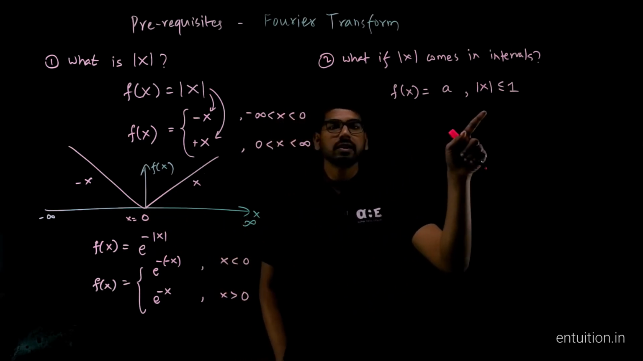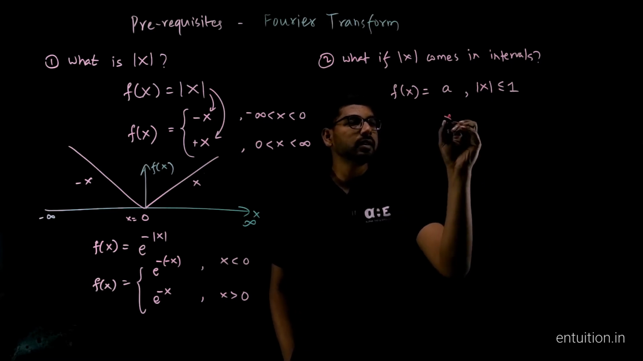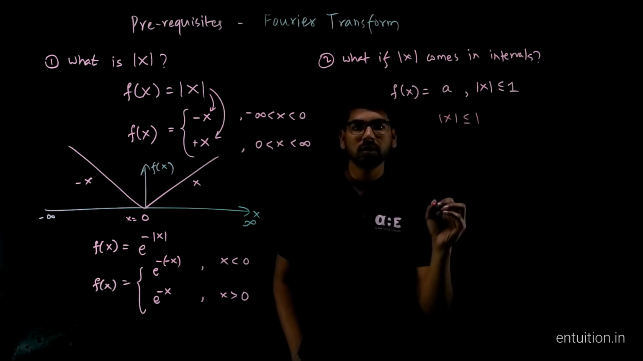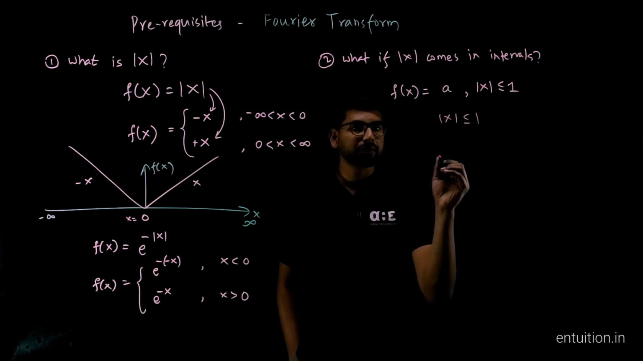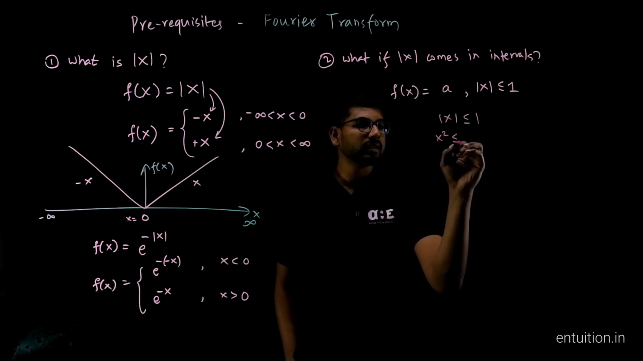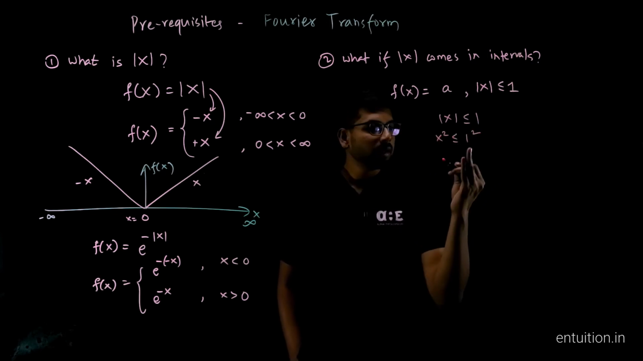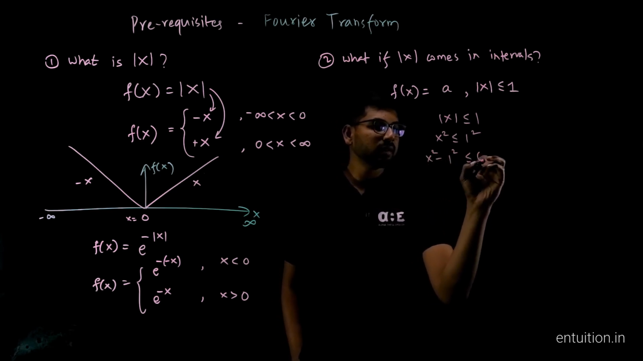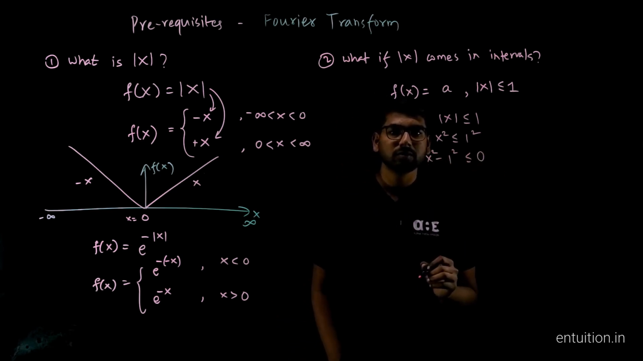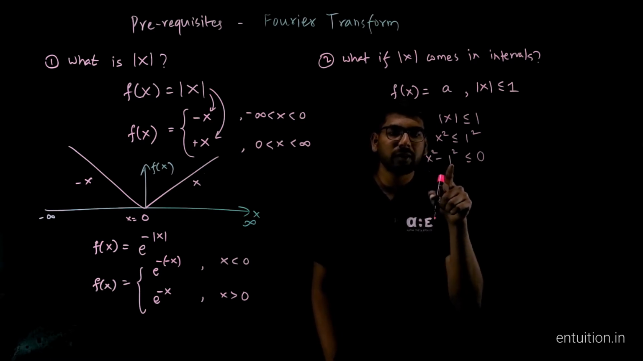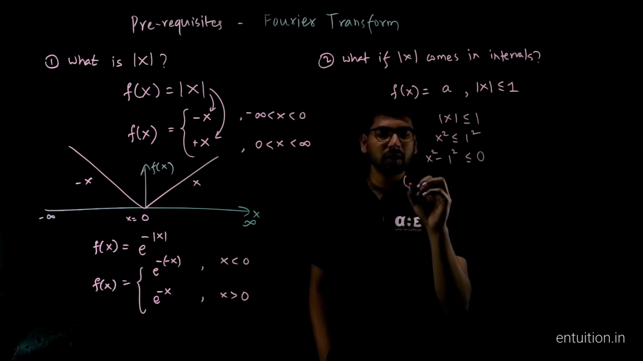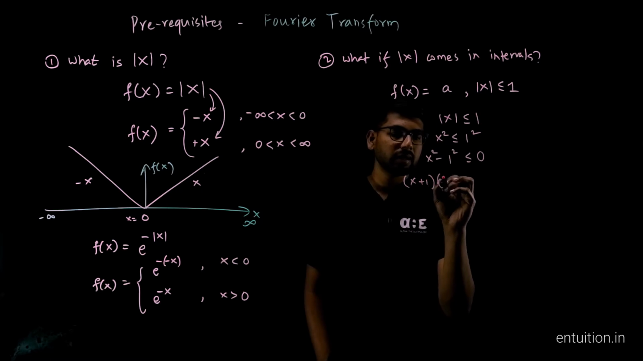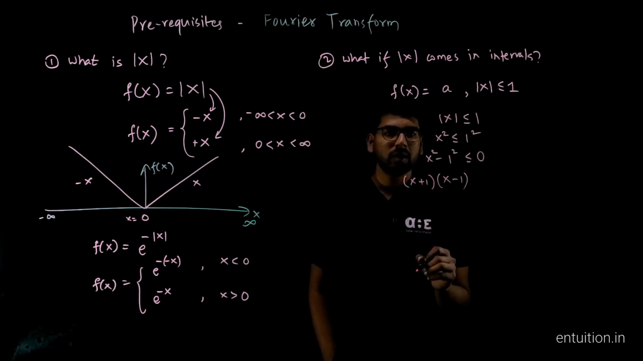The first thing we need to do is take this, mod x is less than or equal to 1, and square both sides. So x square is less than or equal to 1 square. Bring the 1 square to this side: x square minus 1 square is less than or equal to 0. What is a square minus b square? It is a plus b times a minus b, so this is x plus 1 times x minus 1, less than or equal to 0.